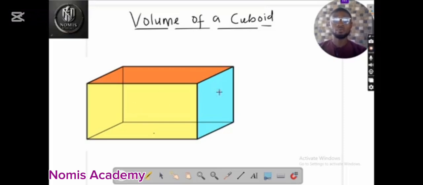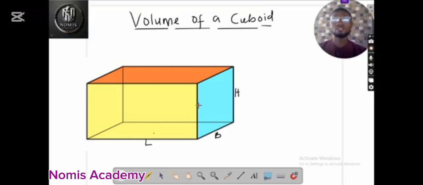So remember when we did total surface area of keyboard, we see that it has three dimensions: the length, the breadth, and now the height. So we have the length, the breadth, and the height. These three dimensions tell us what we could do with keyboard.